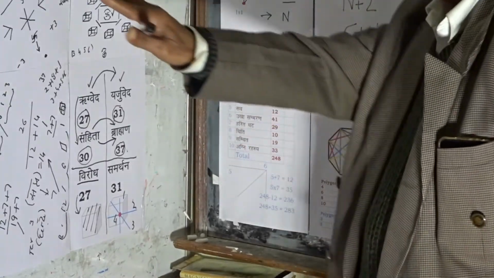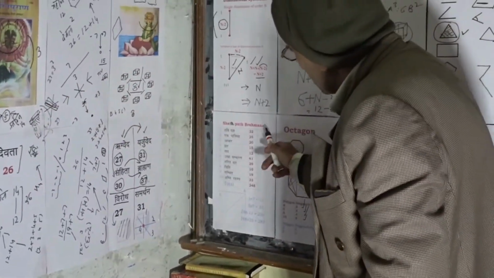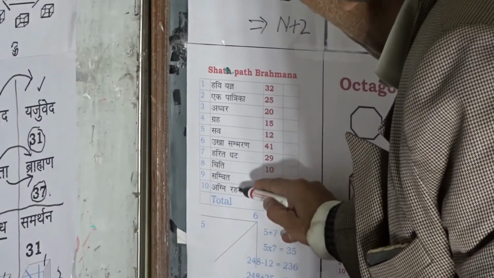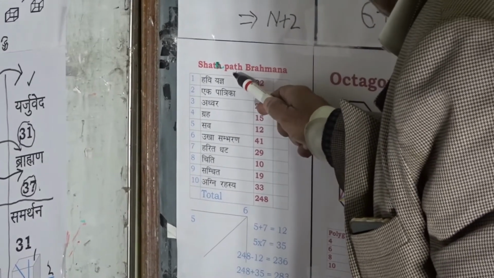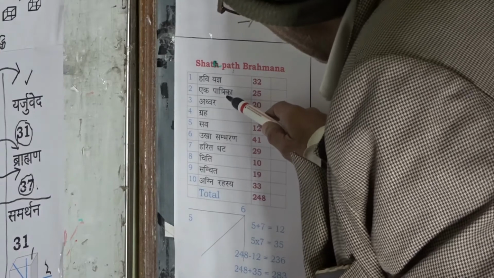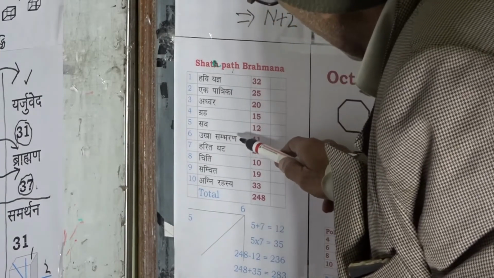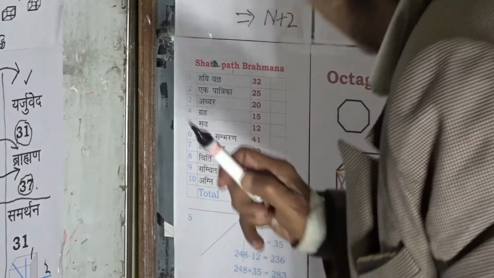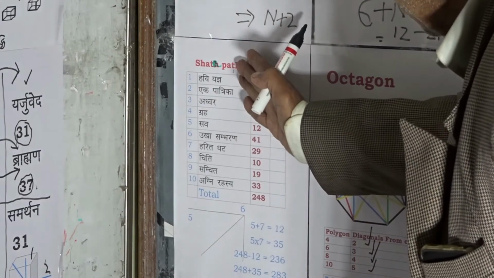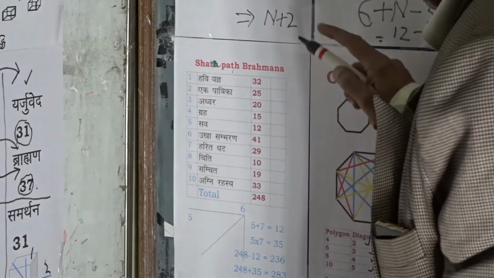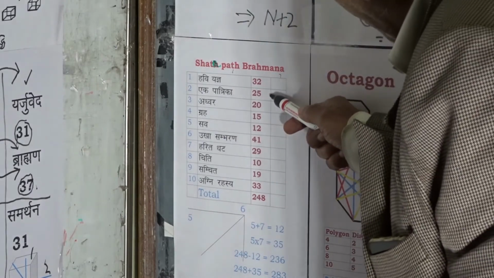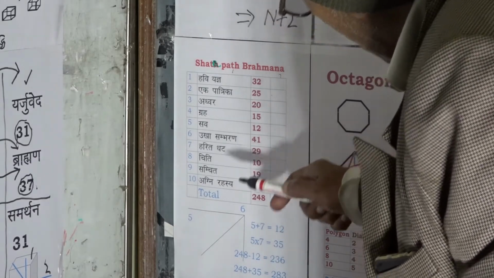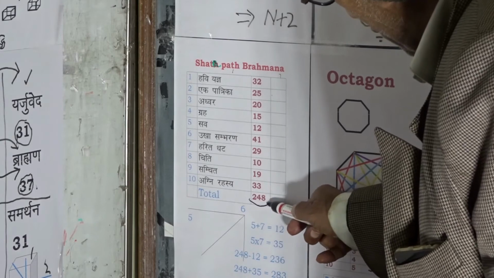Now, this format will take us from Samhita to Shatpath Brahmana, and this Shatpath Brahmana is having 10 kandas, 10 parts. The names are Havi Yagya, Ekpatrika, Adhvar, Grahe, Sav, Ukha Sambharan, Harit Ghat, Chiti, Sanchit, and again Rahasya. This range of 10 formulations leads us to values 32, 25, 20, 15, 12, 41, 29, 10, 19, and 33, making a grand total of 248.